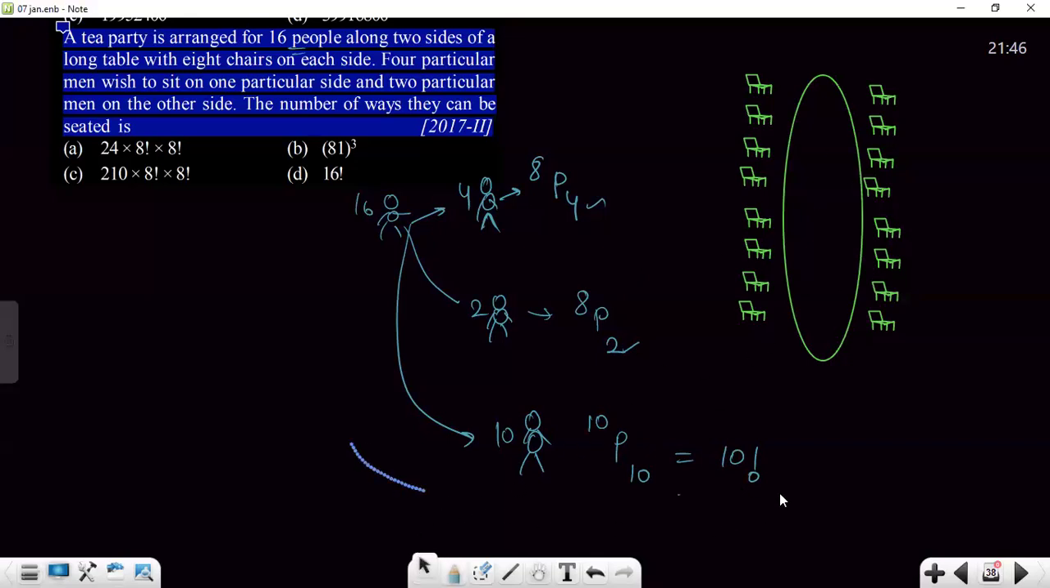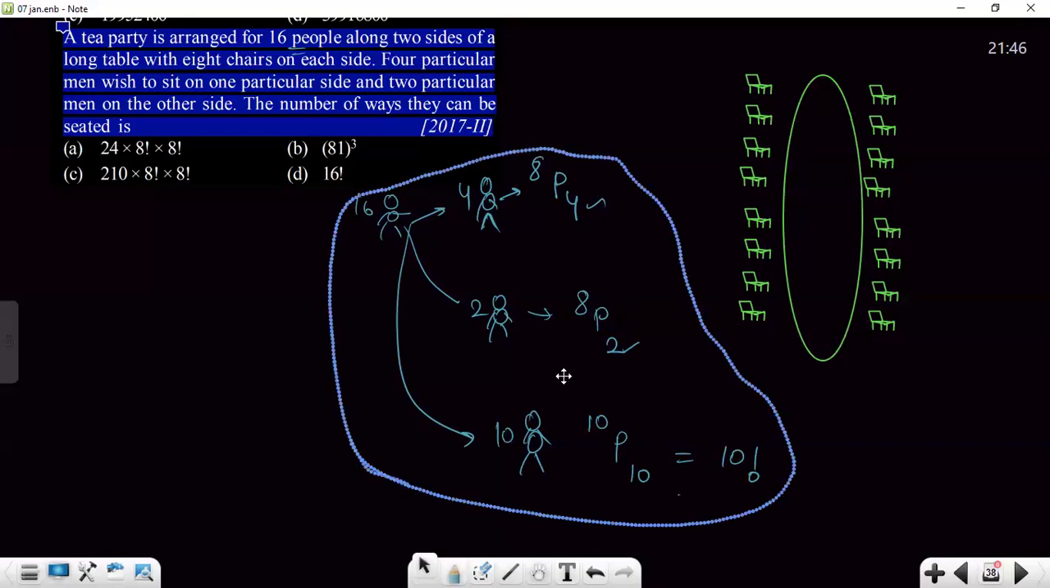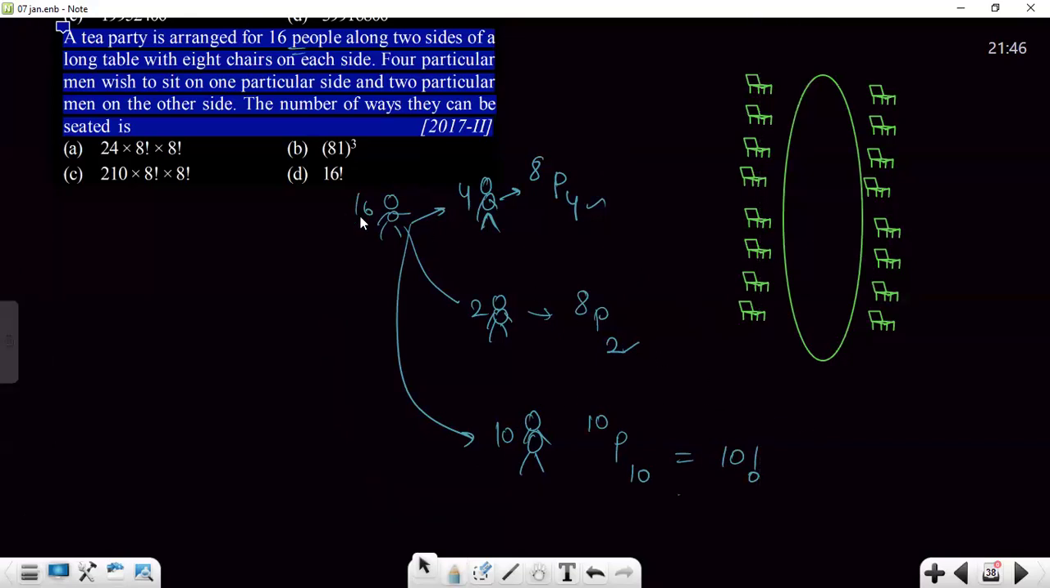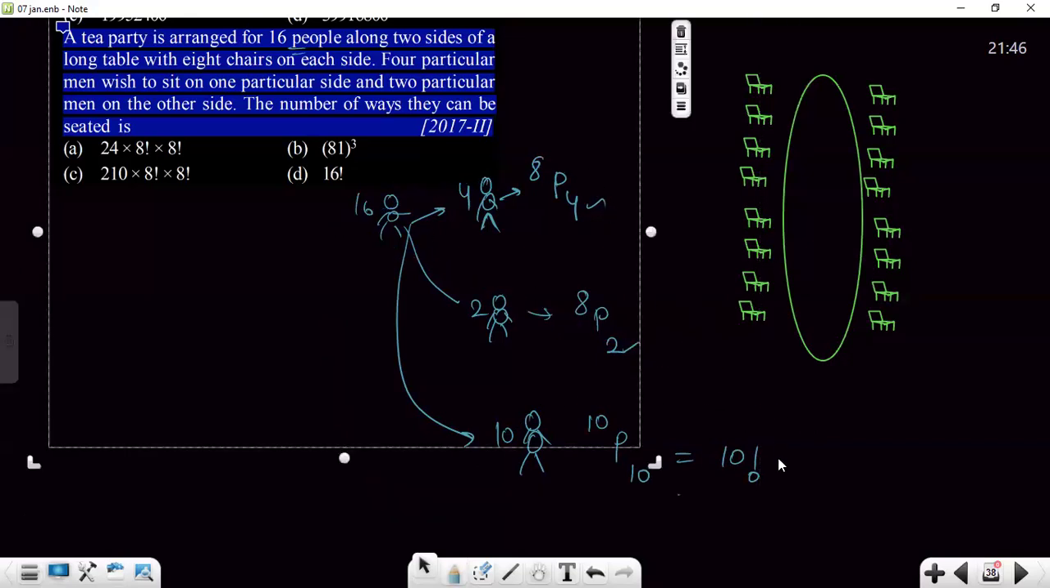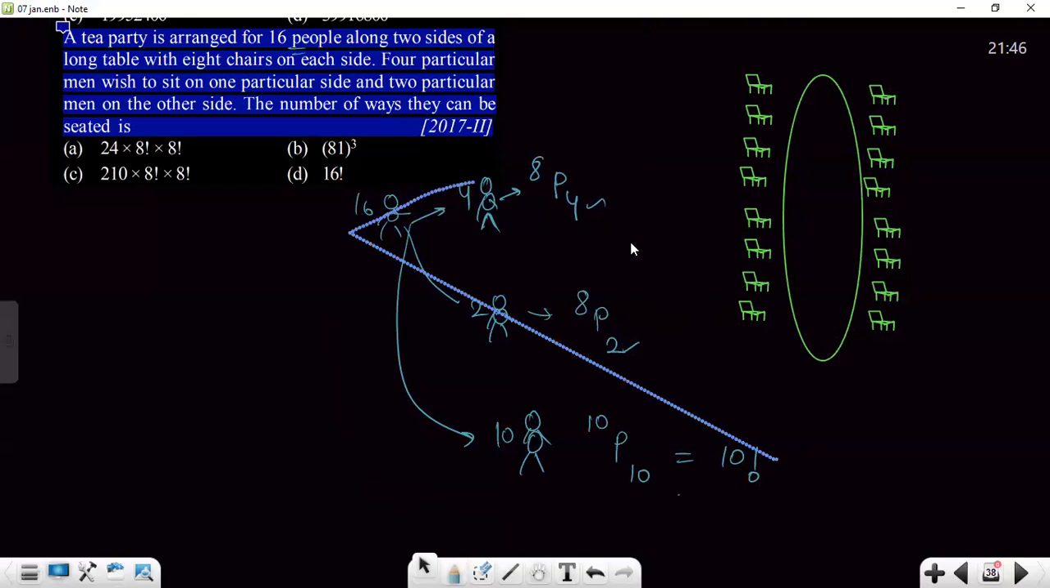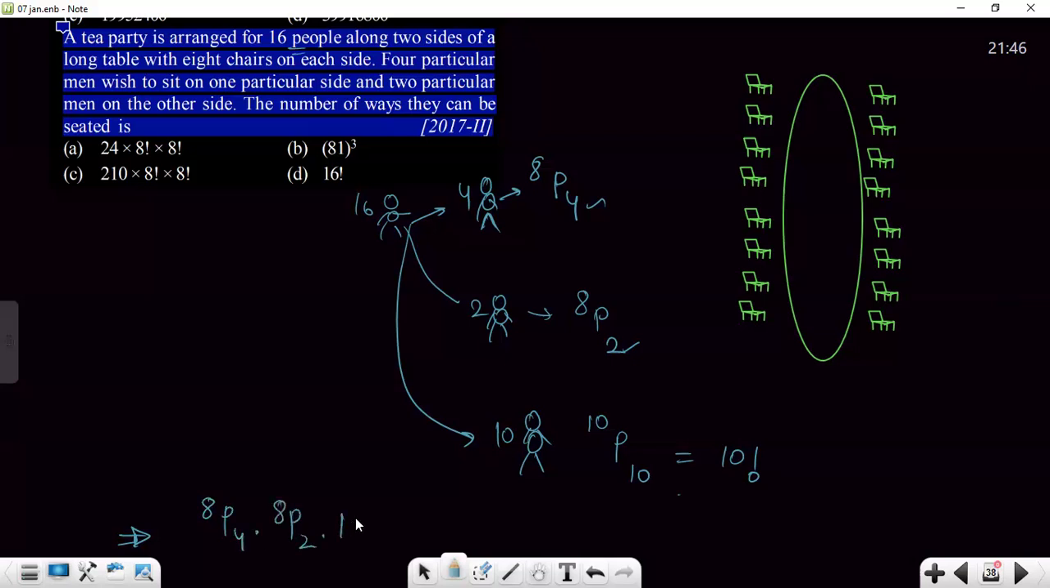Is that clear till now? With such a good drawing? Clear or not? Clear, sir. Okay. So now the total number of ways to seat all these 16 is that we will multiply 8P4 into 8P2 into 10 factorial.